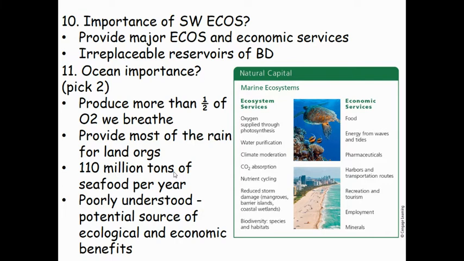Pick 2 importances of ocean. Most of the rain for land organisms, as the evaporation takes place over the ocean, and then clouds move over the land by wind currents.